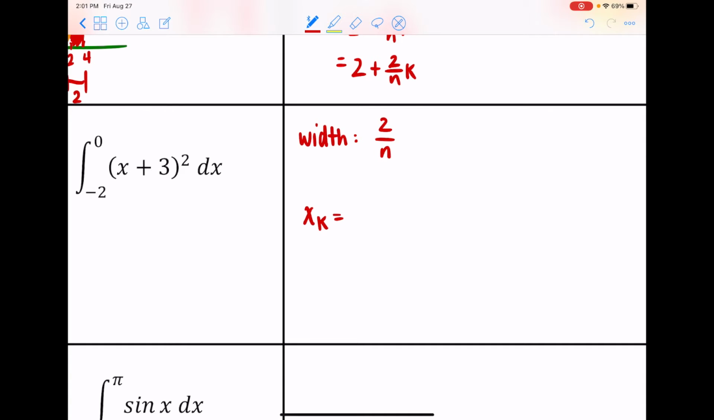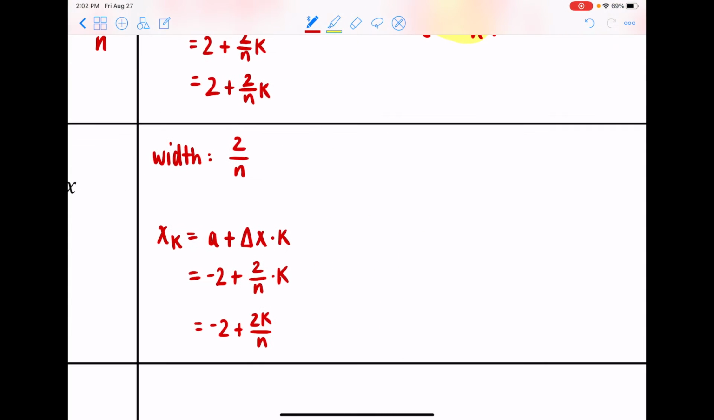So x sub k, as a general rule, can be found by saying it's a plus the width of each rectangle times however many rectangles you've been through, or whichever one you happen to be on. And this is for a right Riemann sum. In our case, the starting place for A is -2. So the x coordinate of any kth rectangle is -2 plus the width of each rectangle times k. We can simplify this into -2 plus 2k over n, and that gives us the x coordinate of any rectangle.